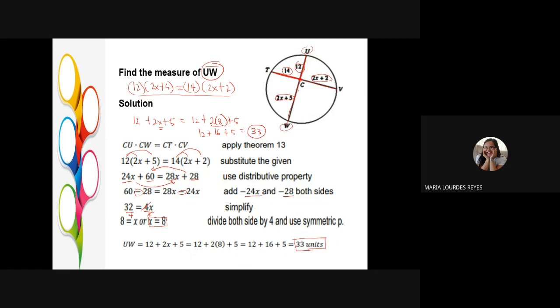Do you have some questions so far, guys? Thank you. Got it. So the idea here is that when there are two lines, either chords or secants, that intersect inside the circle, the two parts of each chord, you multiply them. Then equate it to the two parts of the other chord so that you would get the measure. Please take a screenshot of it.